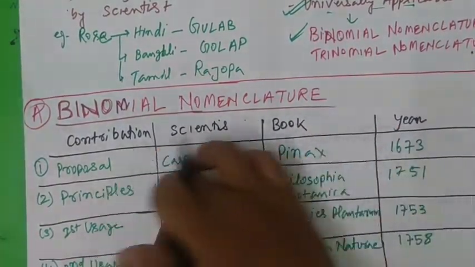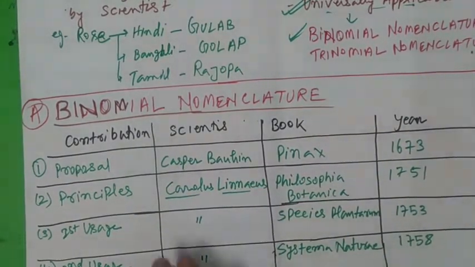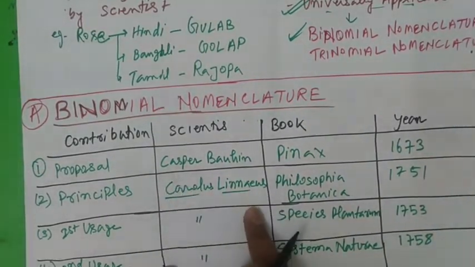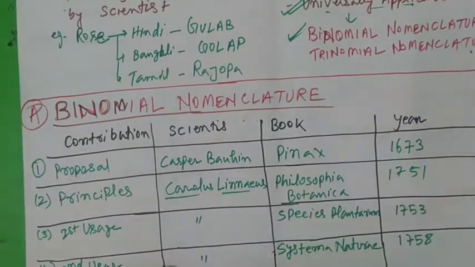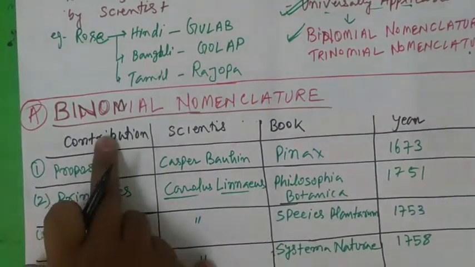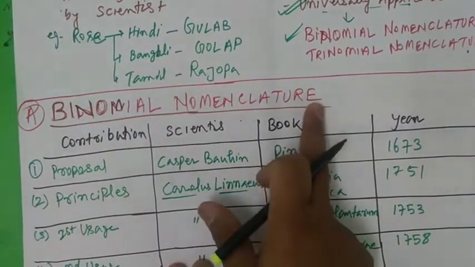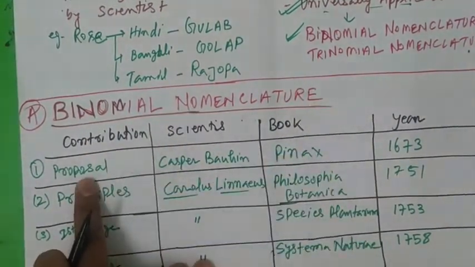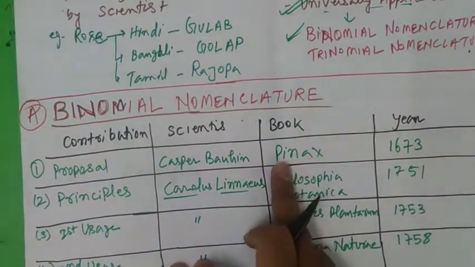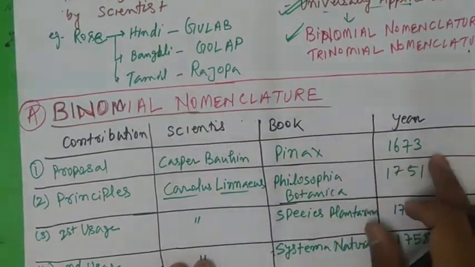All the points are very important with respect to your NEET examinations. Be careful to remember these things. In NCERT only Linnaeus is given, but they do not mention the book name or the time. Here I am going to deal with that. First is the proposal. The proposal for binomial nomenclature was first given by Caspar Bauhin in his book Pinax, P-I-N-A-X, in the year 1673.